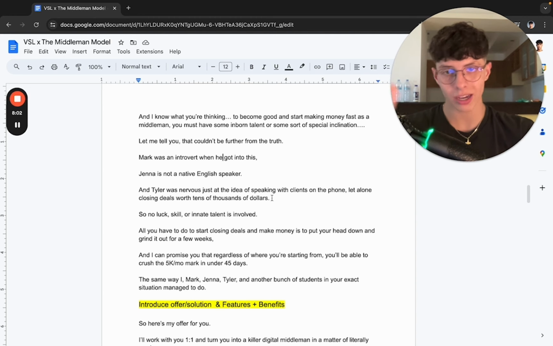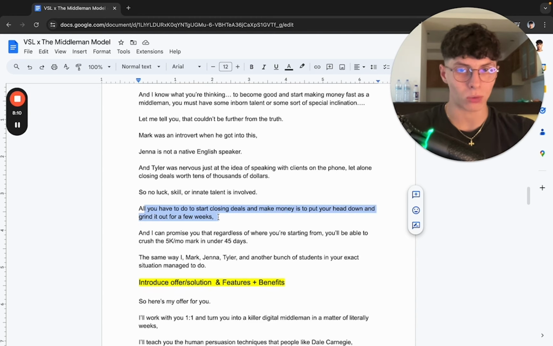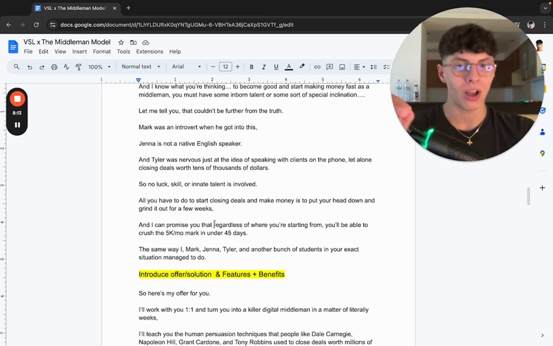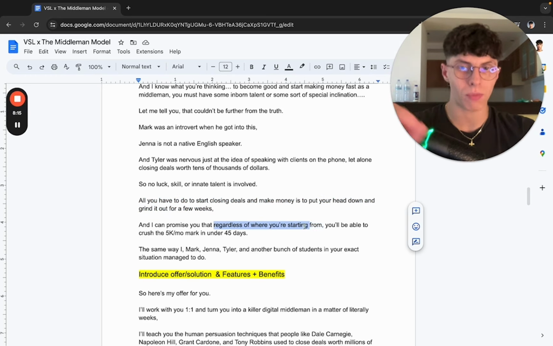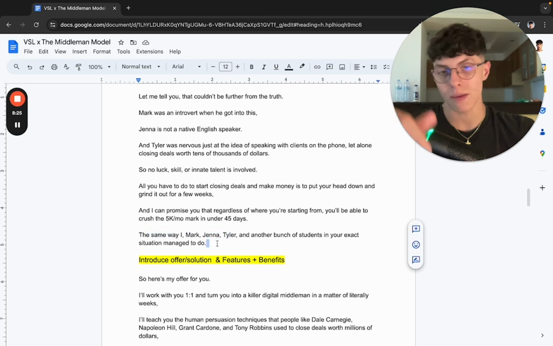So no luck, skill, or innate talent is involved. All you have to do to start closing deals and make money is put your head down and grind it out for a few weeks. And I can promise you that regardless of where you're starting from, you'll be able to crush the $5,000 a month mark in under 45 days. The same way I, Mark, Jenna, Tyler, and another bunch of students in your exact situation managed to do.